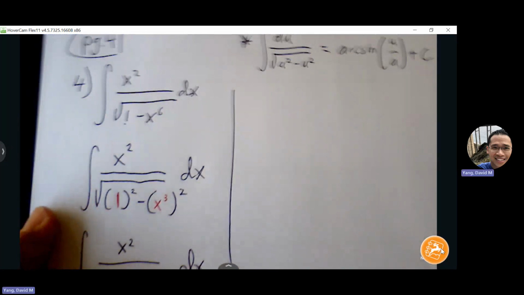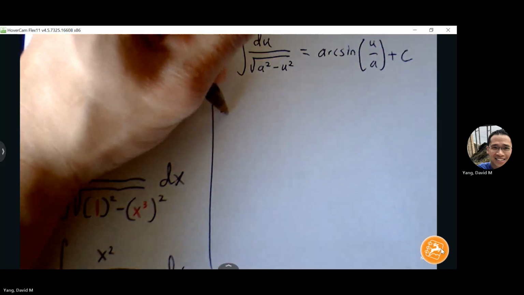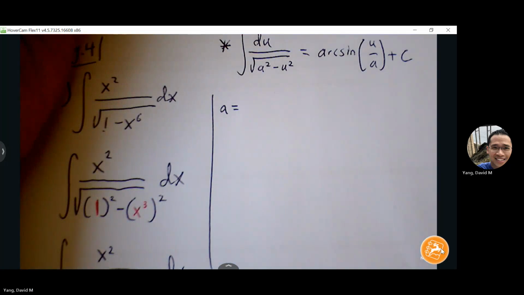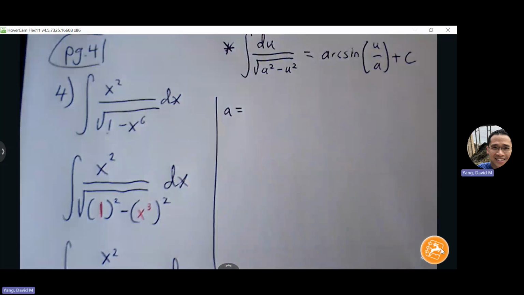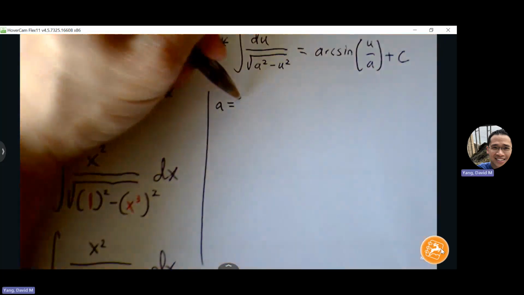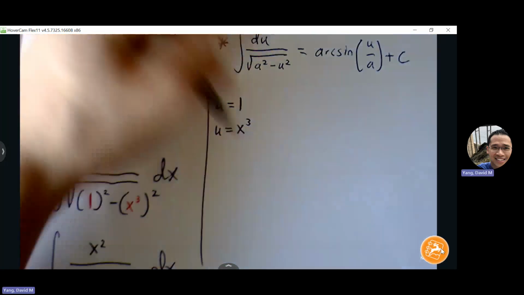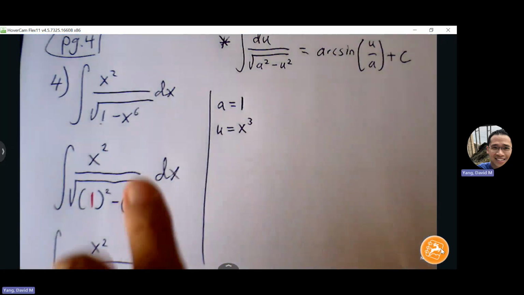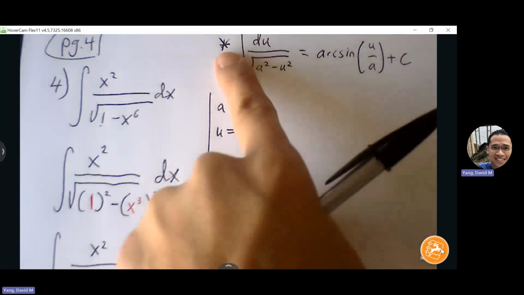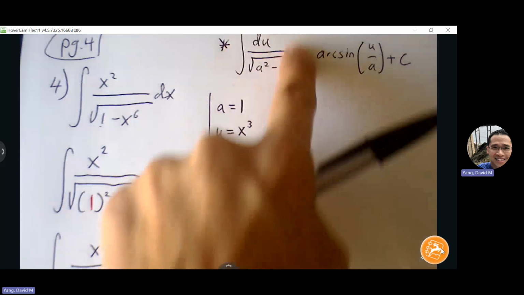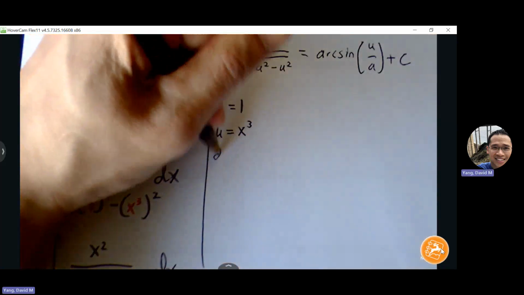Okay, so next, what's our A value? A value is just 1. Just 1, okay. All right, what's our U value? X cubed. Okay, so we have to go through U substitution now. Our goal is to get our problem to look exactly like this one. I mean, we can pull the coefficients out, but once coefficients are outside, we should have our problem looking exactly like our rule. Okay, du dx.